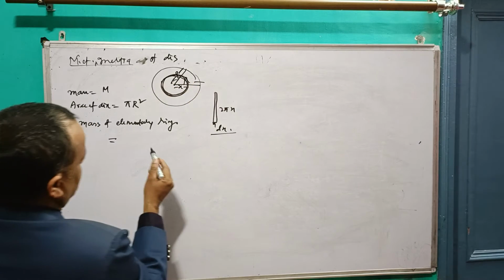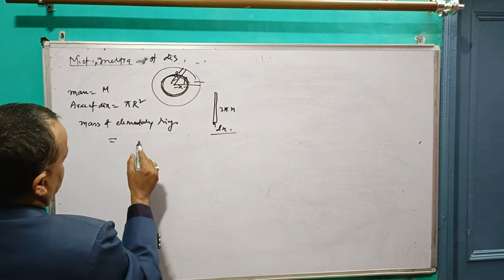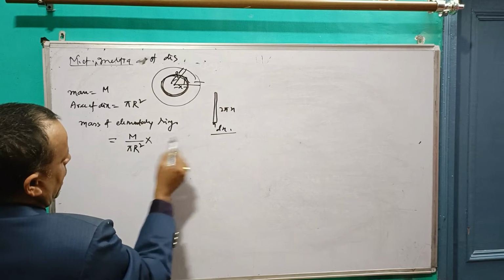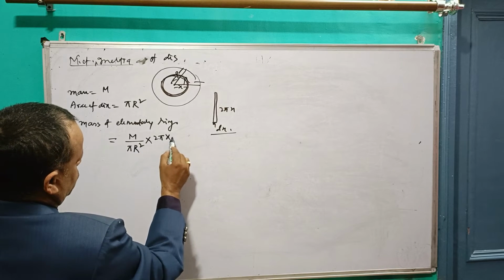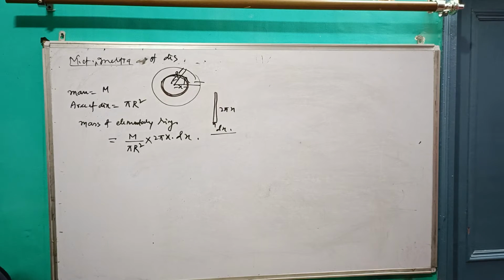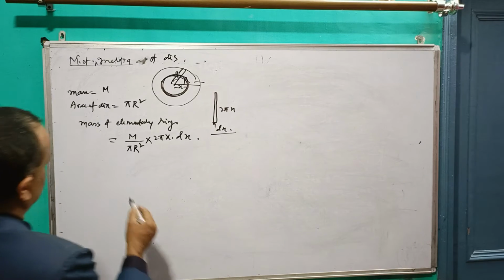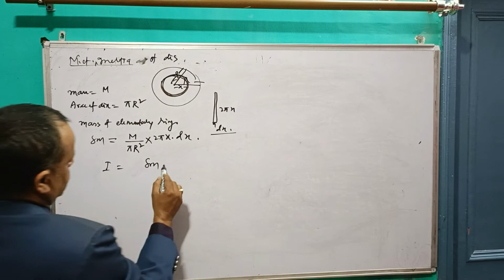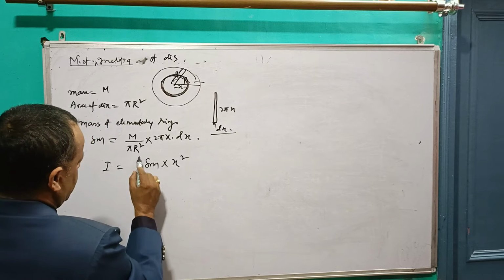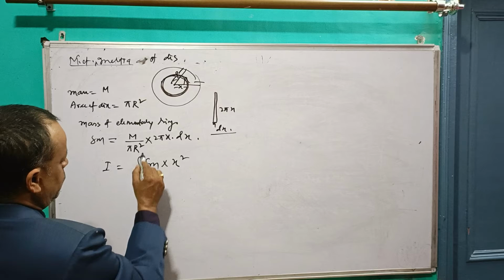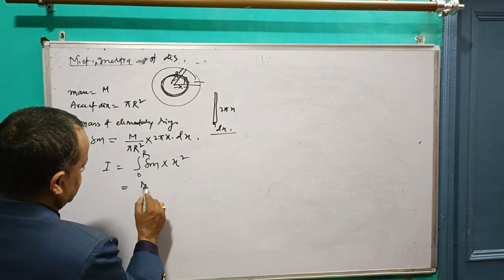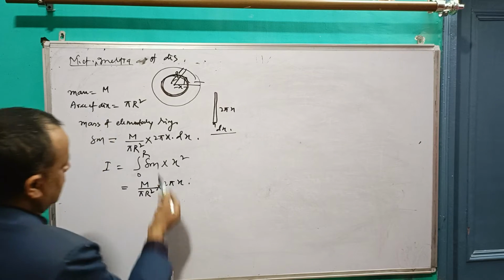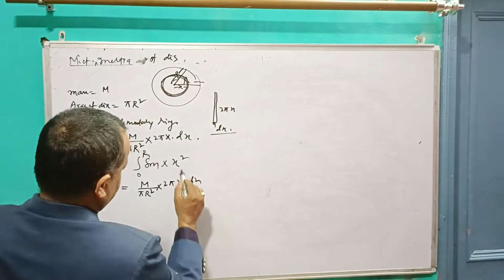Now the mass of the elementary ring: mass per unit area is m upon pi r square, and the ring we are concerned with is 2 pi x into delta x. So the moment of inertia is basically equal to delta m into x square, and we'll integrate from 0 to r. So we have m, pi r square, 2 pi x into delta x, and again x square.